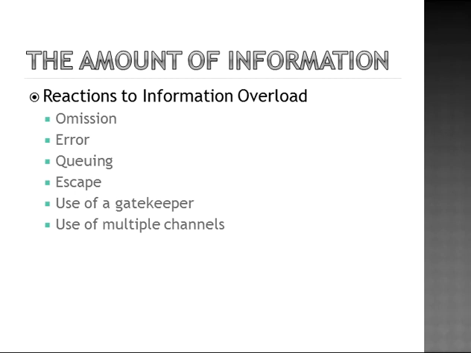So the amount of information, the reactions to information overload. Well, when we do have an information overload, there are several things that can occur. We can see omission, a response to communication overload that involves the conscious decision not to process certain types of information. Or we can have an error, a deviation from a standard of quality. Also, a type of response to communication overload that involves processing all information but processing some of it incorrectly. So you get it in, it's overloading you, but you're going to process some of the stuff wrong. Queuing, a method of coping with communication overload that involves organizing work into an order in which it will be handled.